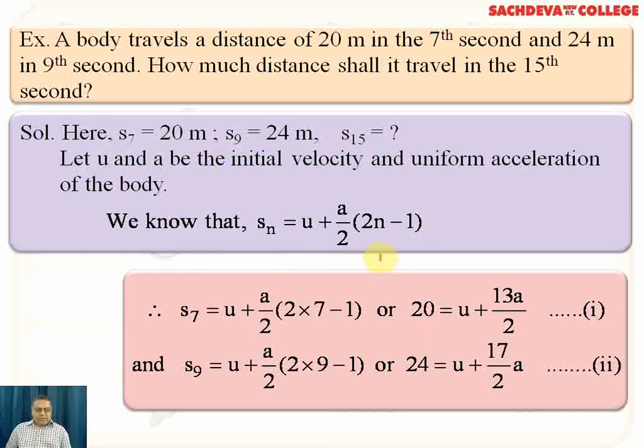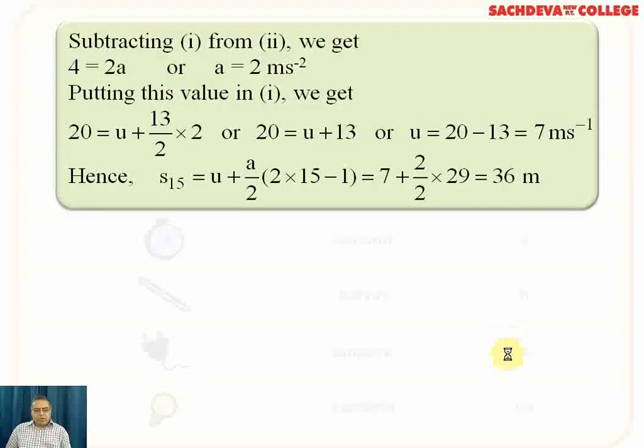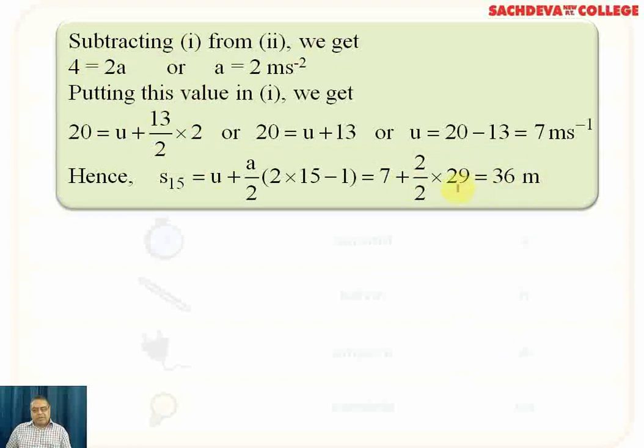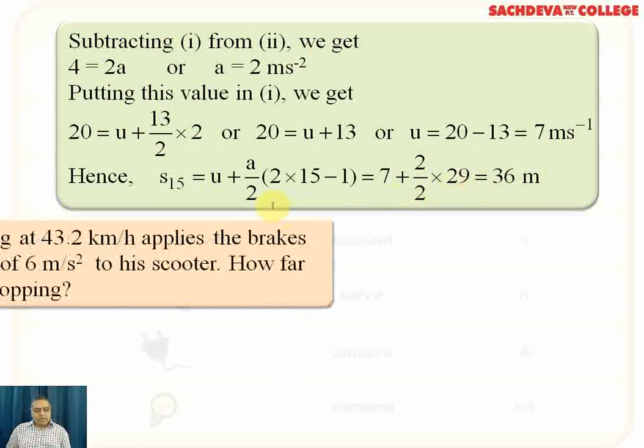The formula to be applied is u plus a over 2 into 2n minus 1. Now first of all, we find the value of S7 by using the formula, then S9. After finding these values, we will mark them as equation number 1 and 2. Now subtract 1 from the second equation and we will come to the conclusion that S15 will be equal to 36 meters. u is calculated to be 7 meters per second.